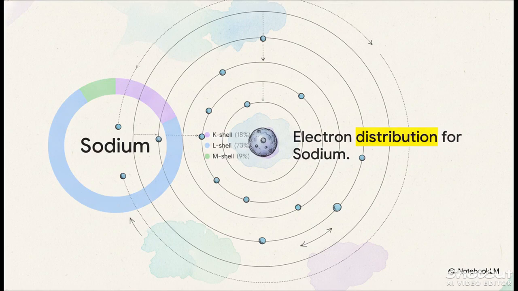Take sodium, which has 11 electrons. Following our rules, we drop 2 electrons into the inner K shell. That leaves 9. Next, we drop 8 into the next layer, the L shell. That leaves 1 single electron, which goes all by itself into the M shell. This gives sodium a configuration perfectly adhering to the 2-8-1 distribution rule.